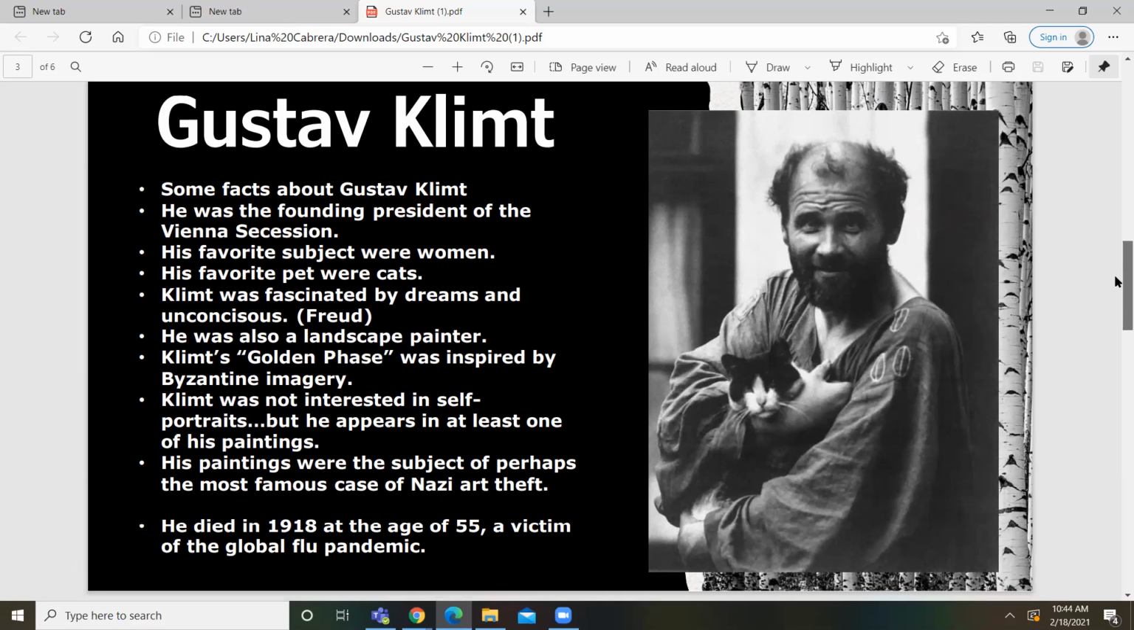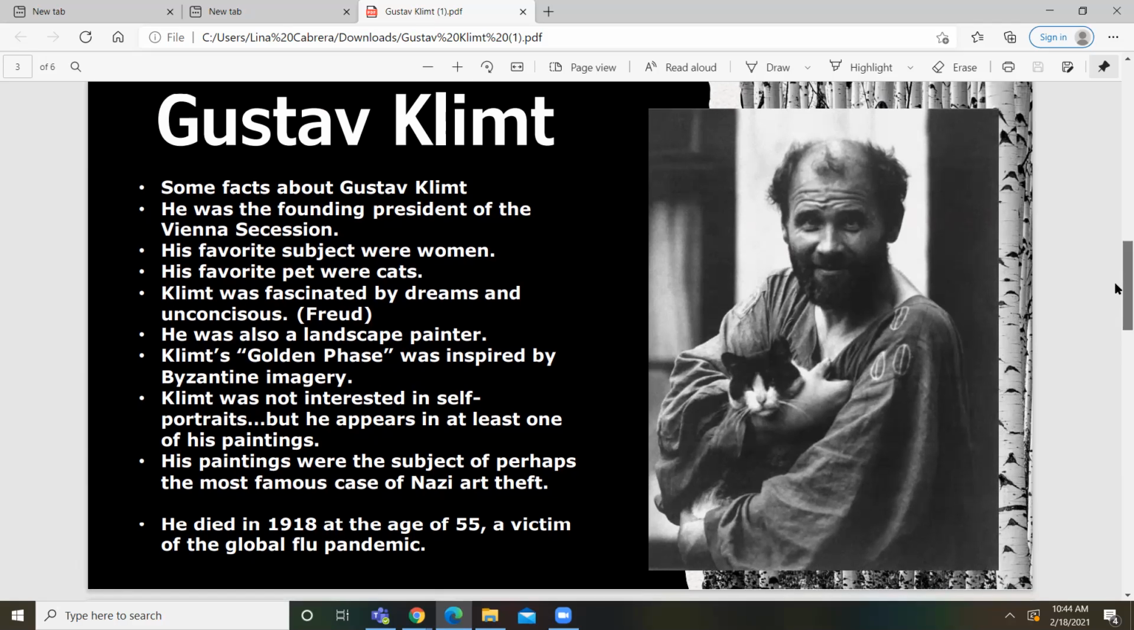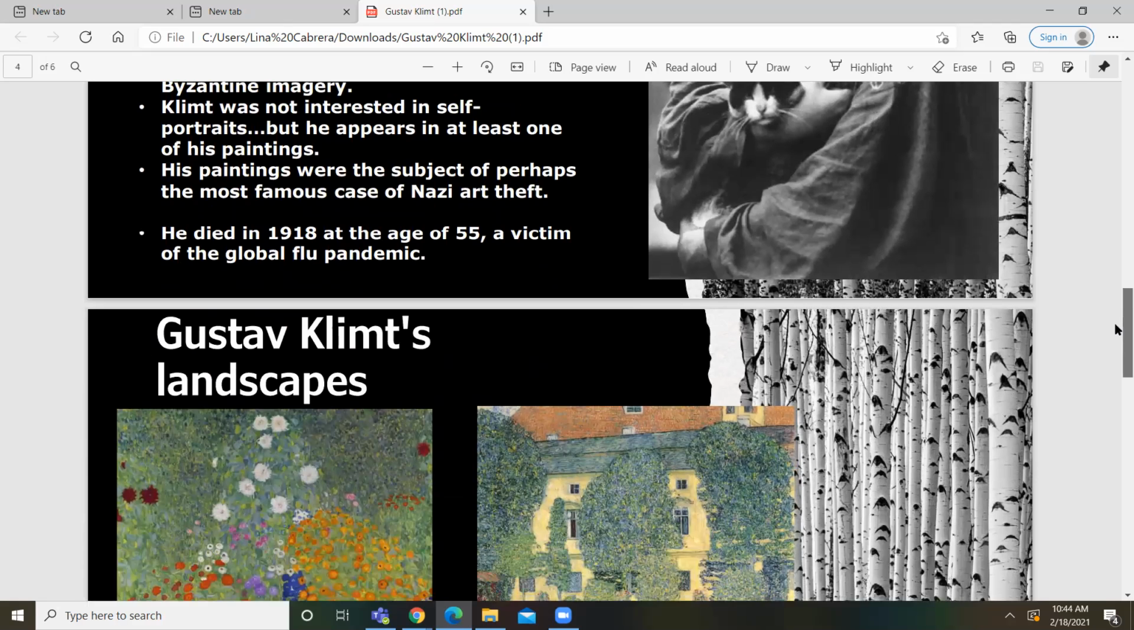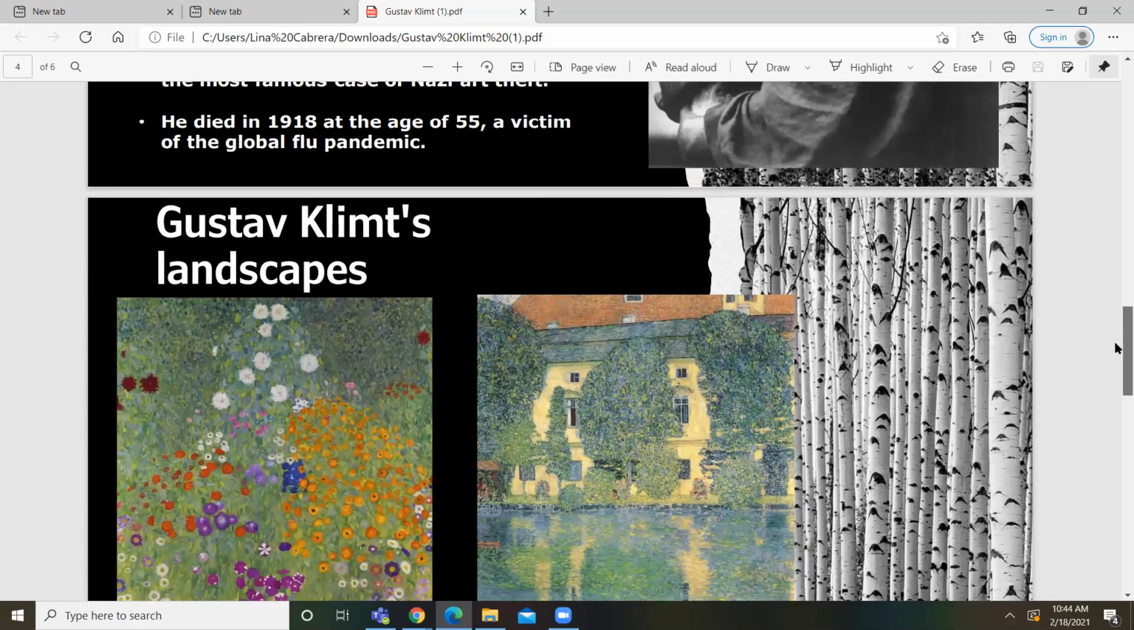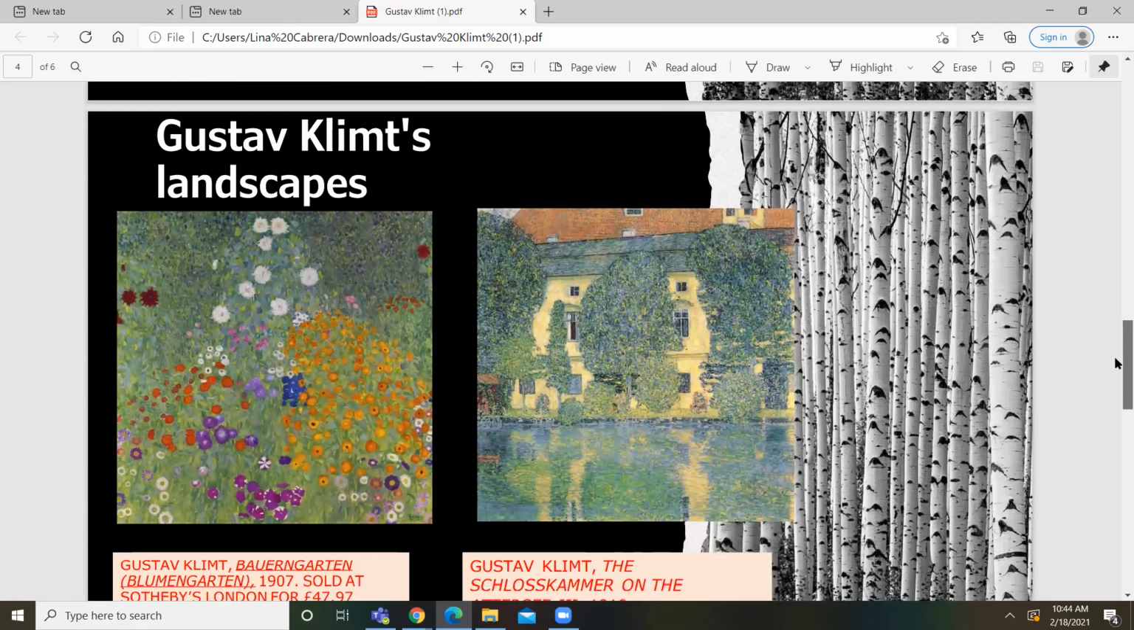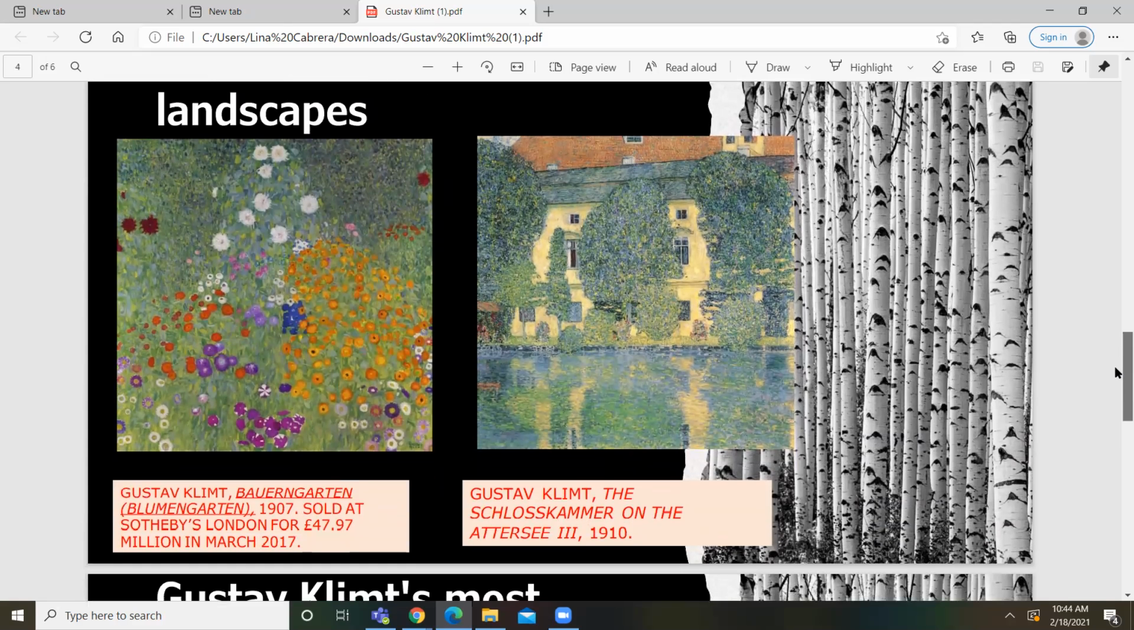Klimt was not interested in self-portraits, but he appears in at least one of his paintings. His paintings were the subject of perhaps the most famous case of Nazi art theft, which is The Woman in Gold. And he died in 1918 at the age of 55, a victim of the global flu pandemic. As we know, pandemics sometimes occur every 100 years. That was the last one that happened before COVID. And he died as a result.